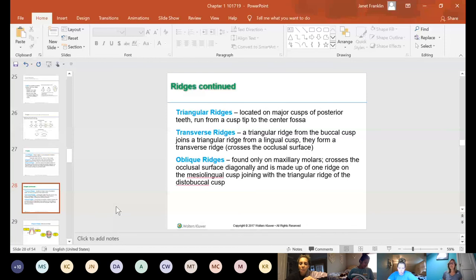And then you have something called transverse ridges. So a triangular ridge slopes down and another triangular ridge slopes down. If you did the whole slope like this, you would have a transverse ridge. And then oblique ridges. Oblique ridges are only on certain teeth, and they're only on maxillary molars. That's all you need to remember for now about oblique ridges, that they're only on maxillary molars. They run obliquely or diagonally.